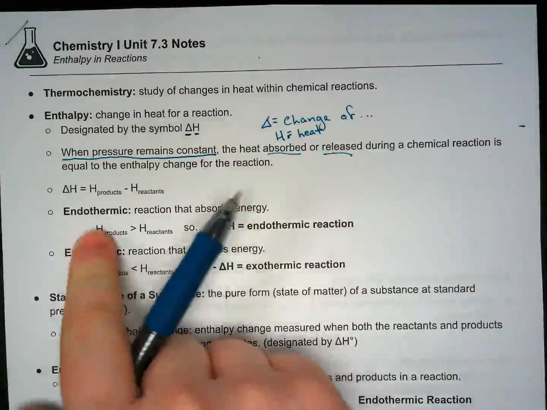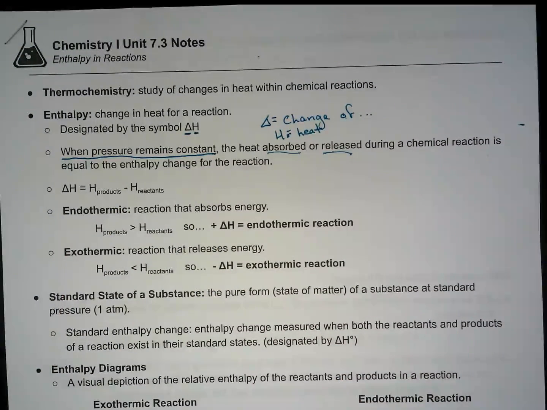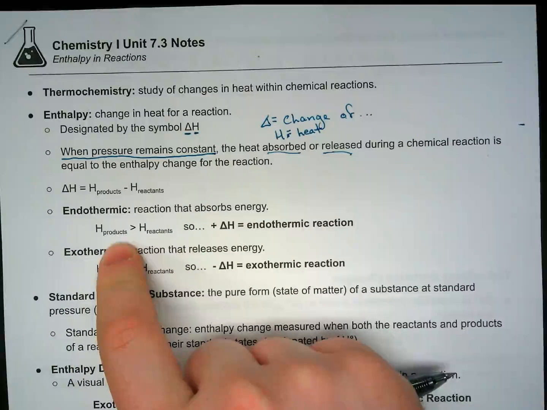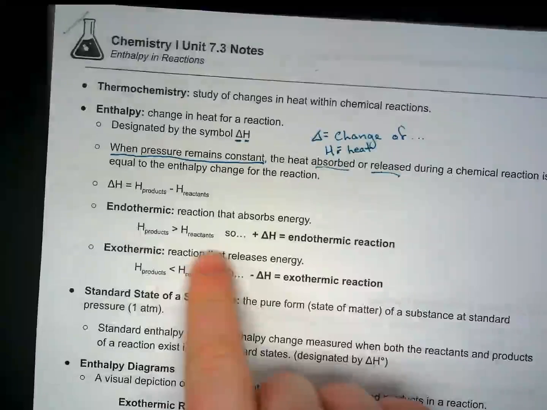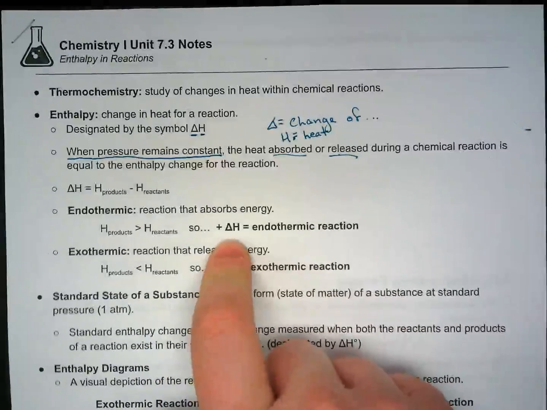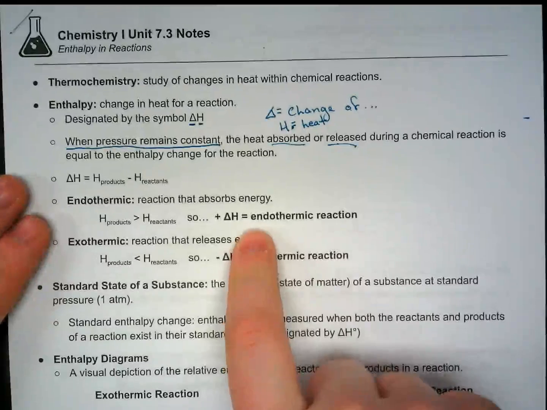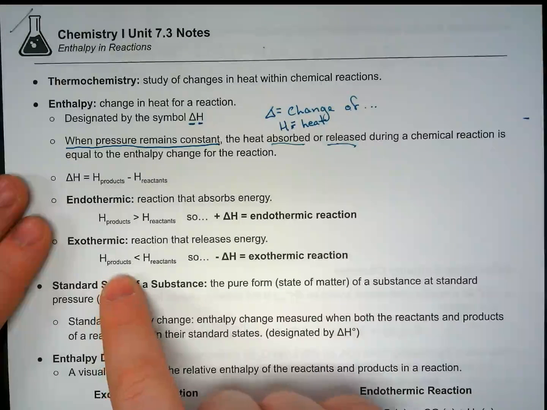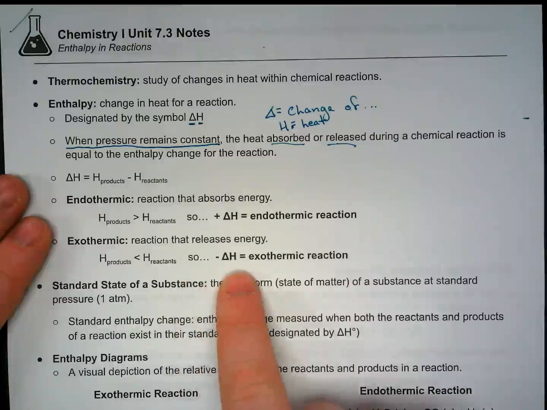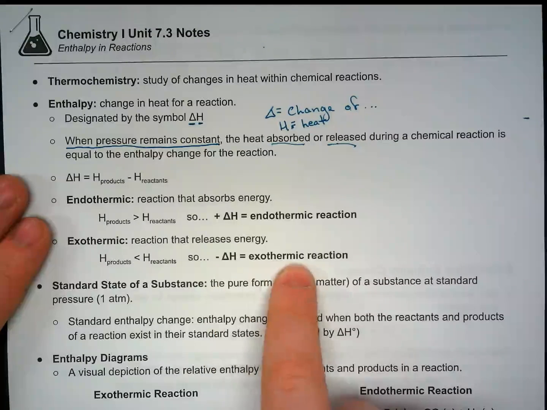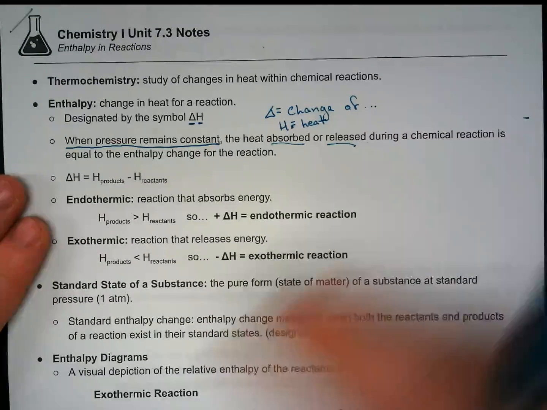Okay. Now, if we have an endothermic reaction, this is where, again, the reaction absorbs energy. Our product should have more energy than the reactant started with. So we would have a positive delta H. Okay. This would indicate an endothermic reaction. But if we have it where the products have less energy than the reactants, then in this case, we would show a negative enthalpy, negative delta H, which would indicate an exothermic reaction.